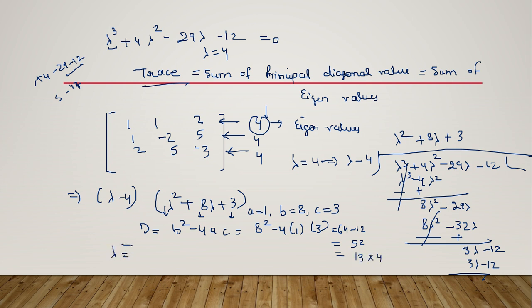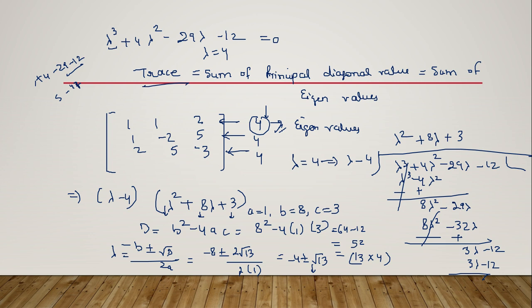Now lambda will be minus b plus minus root D upon 2a, right? This is the quadratic formula. So minus b is minus 8 plus minus root D. If you take the root of the 4 there, then 2 into a, 1, you can divide the numerator by 2. You will get minus 4 plus minus root 13. So these are two eigenvalues. Minus 4 plus root 13, minus 4 minus root 13, and this one, 4.